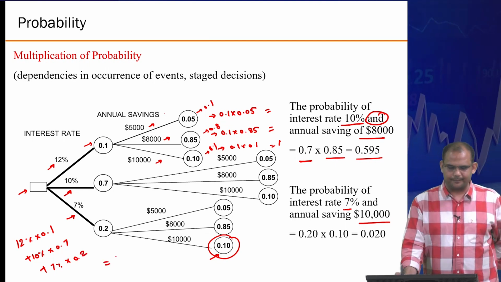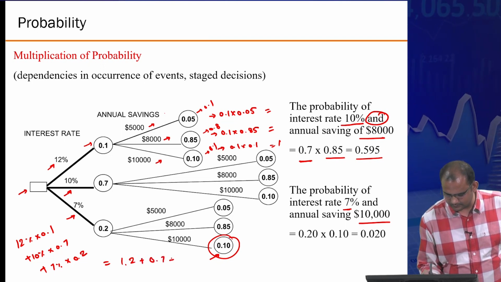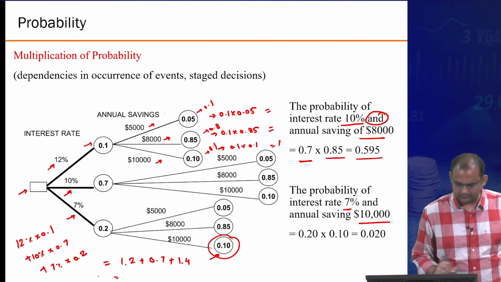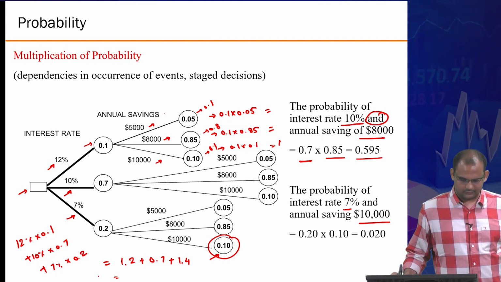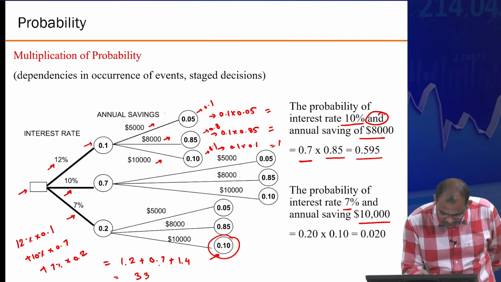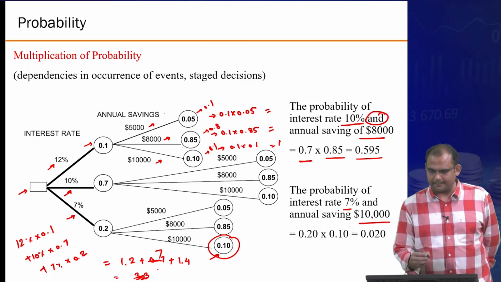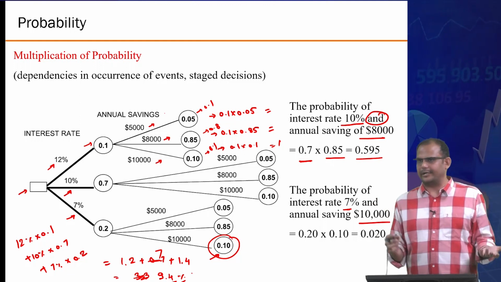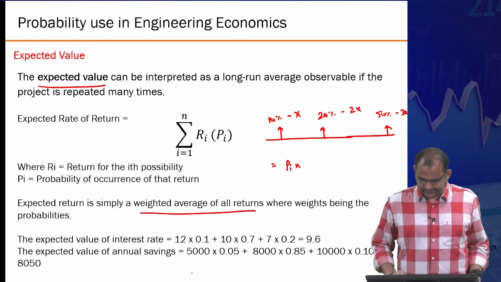What is this number? 1.2 plus 7 plus 1.4. Okay, yeah, 9.4% is the average return that you could expect from this particular interest rate given this distribution.